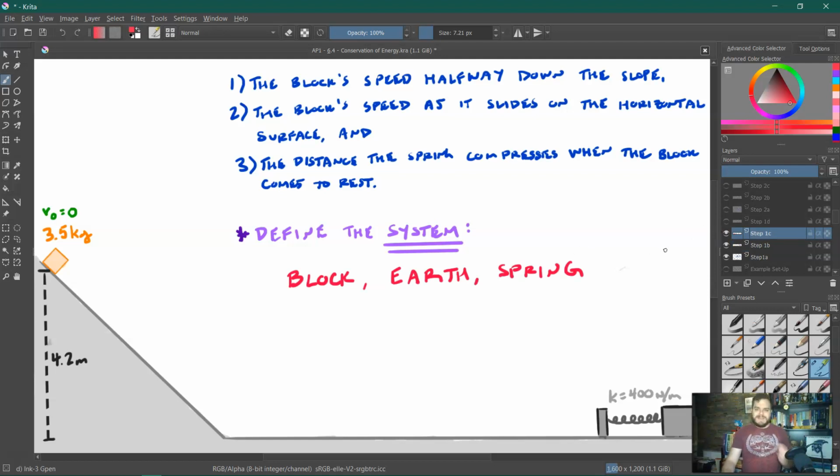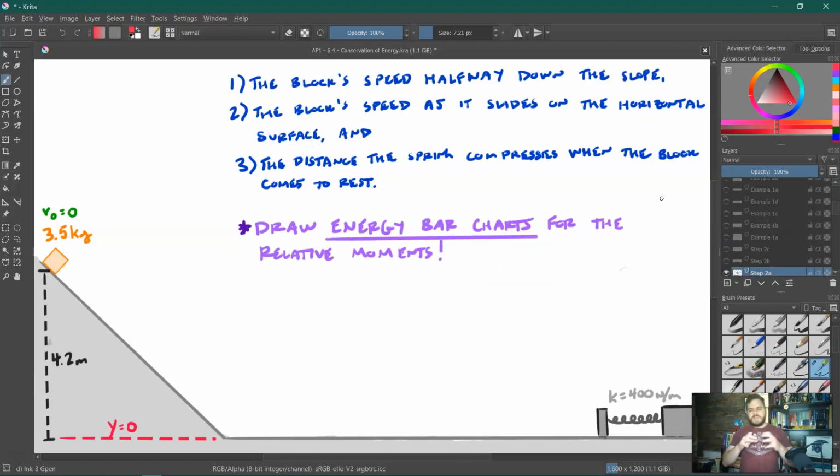And additionally, to make my life easier, I'm going to define my bottommost point as y equals 0. Well, now that we've defined the system, let's go ahead and draw energy bar charts for the specific relative moments in time that we are looking at here. And that's going to help us figure out what types of energy we have present at each moment and in what proportion we should be considering.